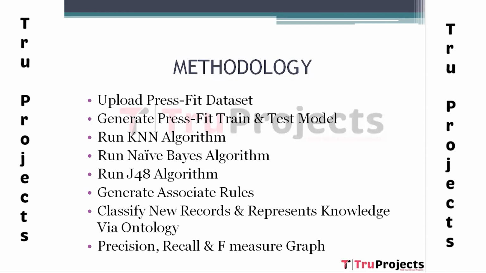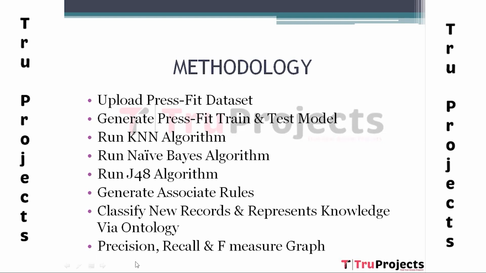Association rules are mined in a two-step process, consisting of frequent item set mining followed by rule generation. The first step searches for the patterns of attribute value pairs that occur repeatedly in the dataset, where each attribute value is considered as an item. Then next module, classify new records and represent knowledge via ontology. In this module, we are going to take the new test data and test the algorithm to get the output based upon the ontology dataset, by which press fit is predicted or not.